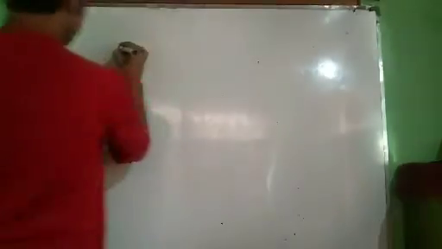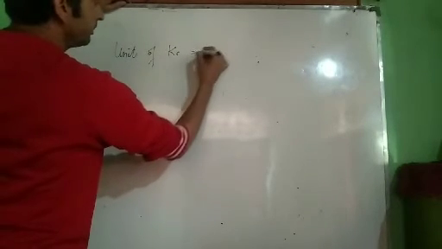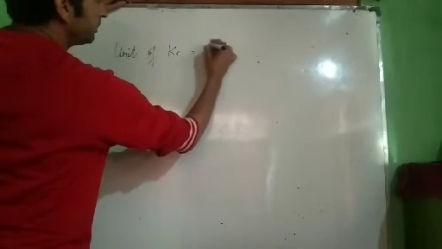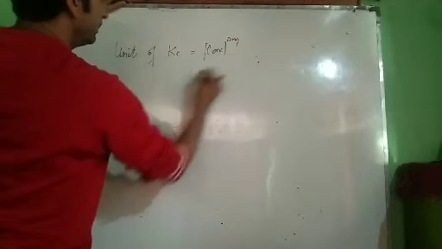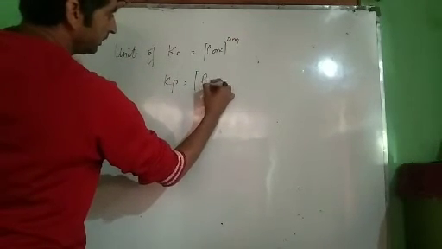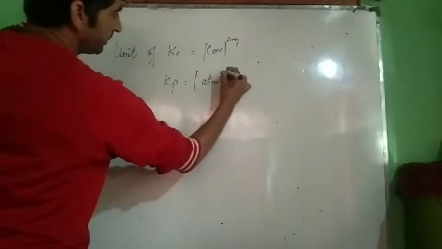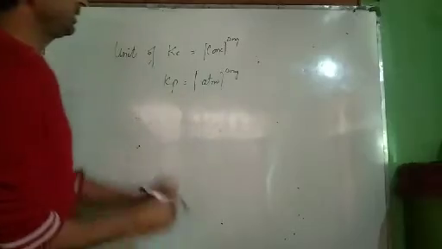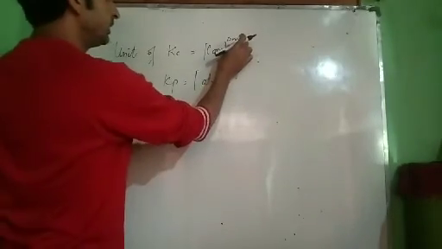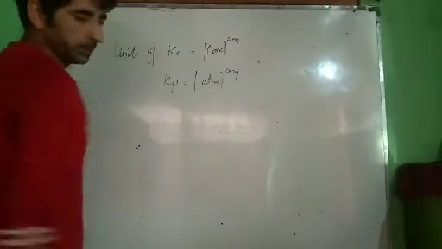Now units of Kp and Kc. Kc has the units of concentration raised to power delta Ng, and Kp has the unit of partial pressure, that's atmosphere, because the unit of pressure is atmosphere, raised to power delta Ng. Now concentration raised to power delta Ng means number of moles of products minus number of moles of reactants.